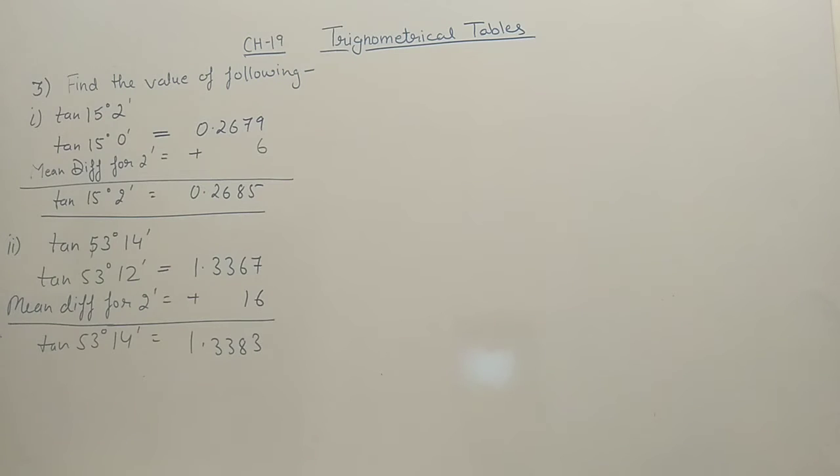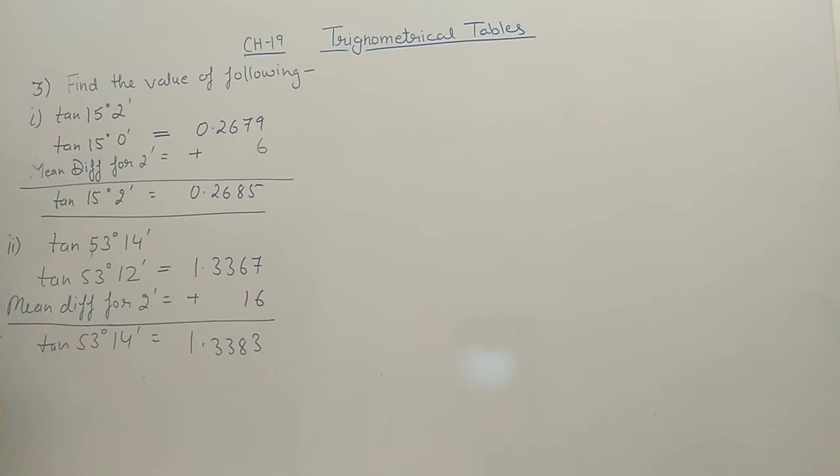Next question number 3. Find the value of the following, tan 15 degree 2 minute. So first check the value for nearby tan 15 degree 0 minute, 0.2679, and mean difference for 2 minute is 6 here. Then because the value of tan also increases from 0 to 90, it means we have to add here. So value of tan 15 degree 2 minute is the addition of these two, 0.2685.